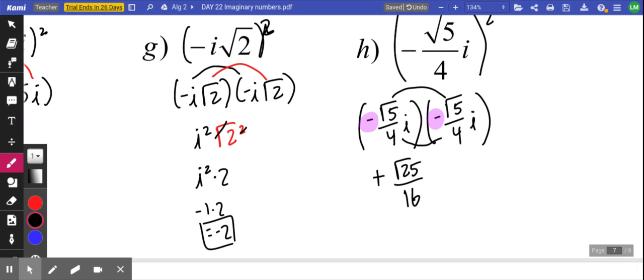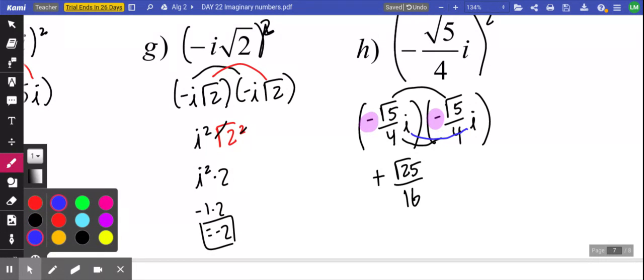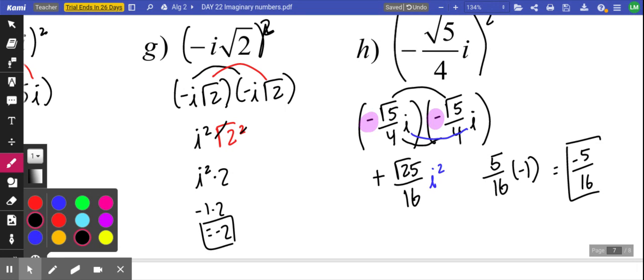And then I also have hidden in here i times i, which is i squared, right? At this point, I have the square root of 25 is 5, the 16 on the bottom, and then this i squared, remember, is just -1. So I get -5 over 16. Okay.